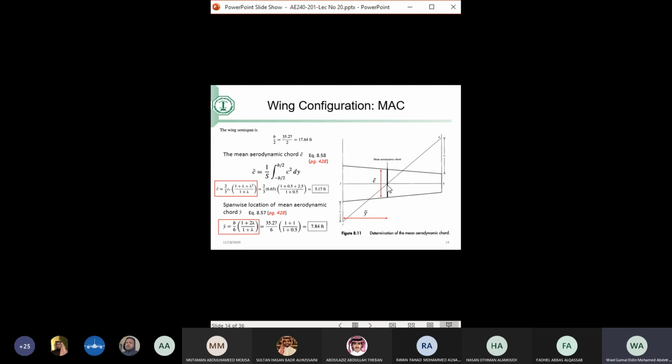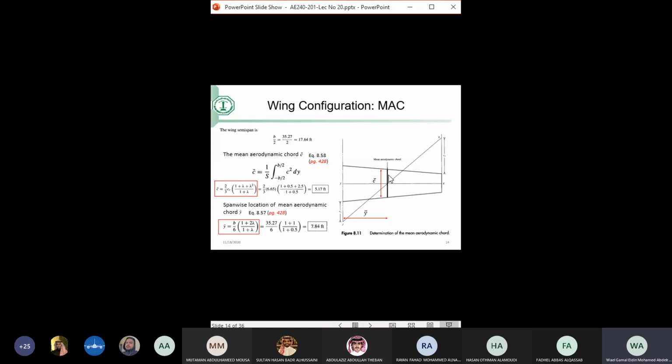So Y bar is the location of the centroid. The chord at this location I can find knowing the chord here and here. Okay, so here is the chord calculated knowing the root chord and the tip chord or the taper ratio. So again, it's equal to lambda, which lambda here is the 0.5, the taper ratio, and the root chord, which is 6.6. So if I do so, I will find that this mean aerodynamic chord is 5.17 in here, and it is at a location 7.84.